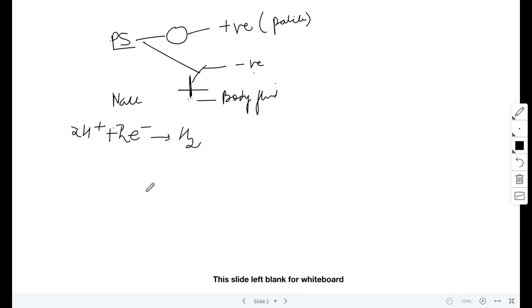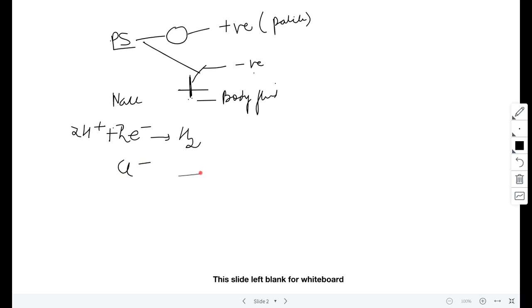It's a one marker. How will you say by looking at the reaction that it is a reduction reaction? Reduction is gain of electrons. Excellent. So that is why it is a reduction. So can you complete the half equation for the positive electrode?